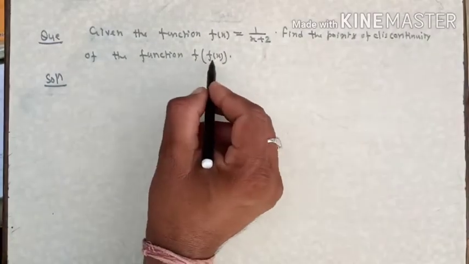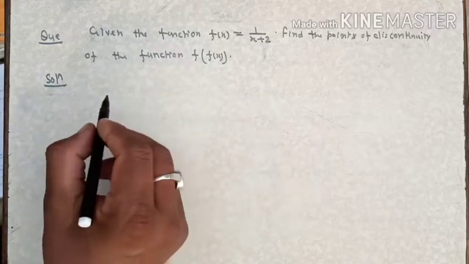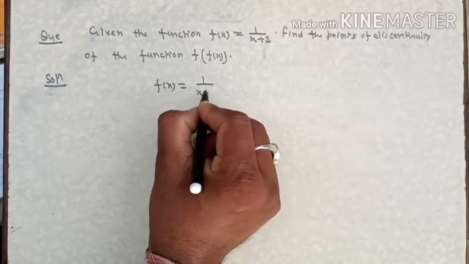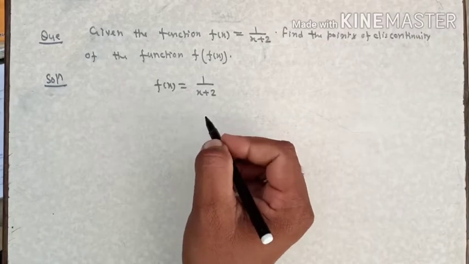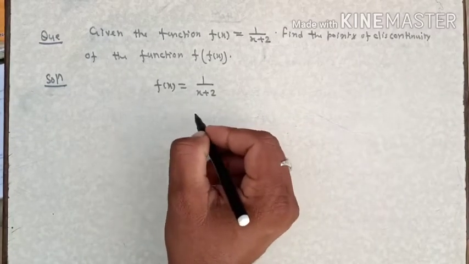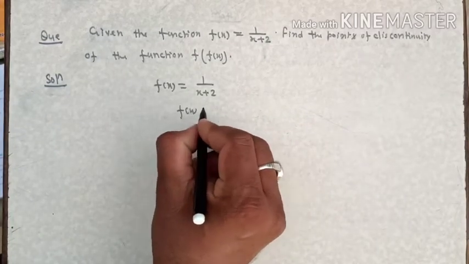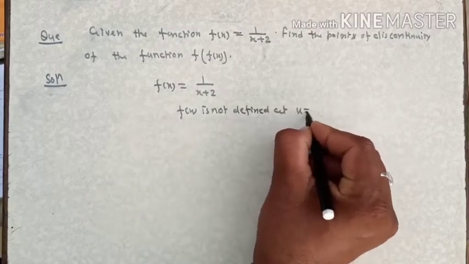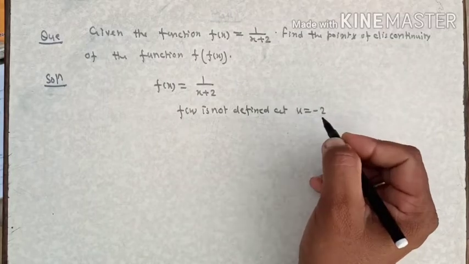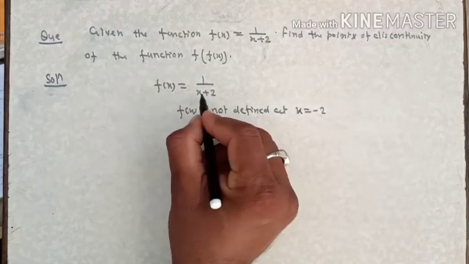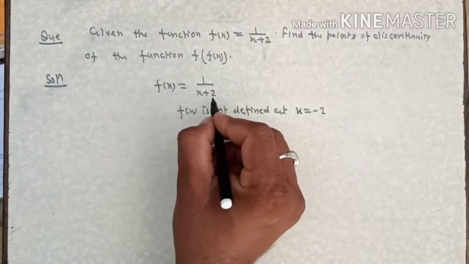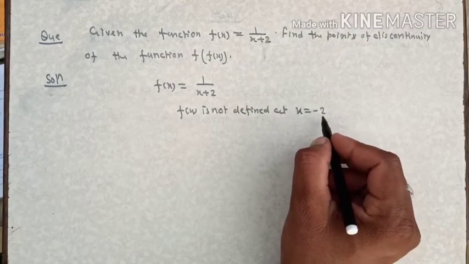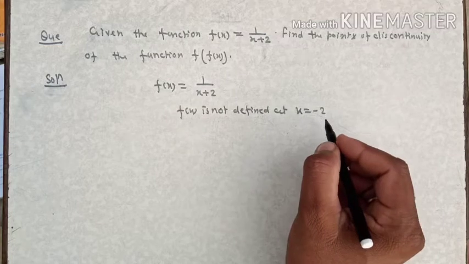So first of all, given the function f(x) = 1/(x + 2), it is clear from the given data that f(x) is not defined at x = -2. Why? Because at x = -2, f(x) is 1/(-2 + 2), which means 1/0, and 1/0 means undefined. So the first point is x = -2, where the function is discontinuous.